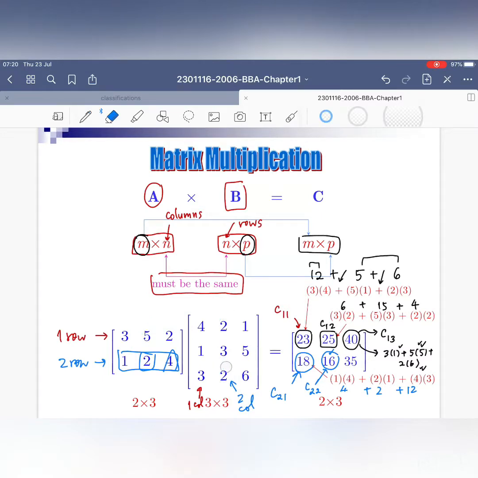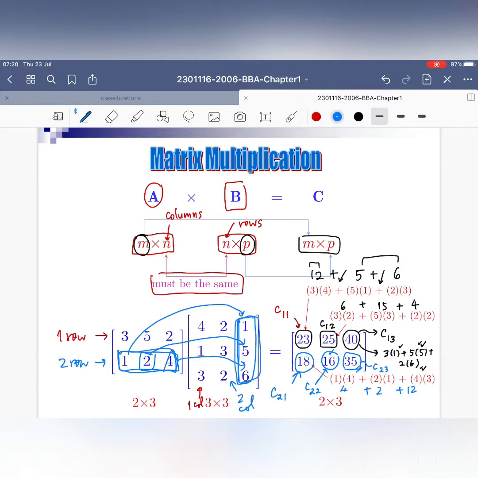And then you move to the last one, which is this one, the second row and the third column, right here. So you have 1 and 1, which is 1, 2 and 5, it is 10, so you have 11, and then 4 and 6, it is 24, so you got 11 plus 24, which is 35 right here at C23, second row, third column. So this is how you do a matrix multiplication.